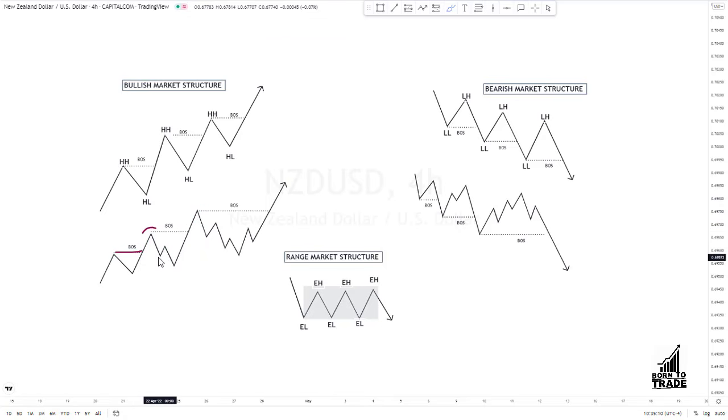Someone is going to ask me, what is this that happened here? This is just a substructure. You can call it a minor structure. So what is a substructure? A substructure is a trend inside the overall trend. As you can see, this was our higher low and this was our higher high. So this is another trend that is forming inside the overall trend.